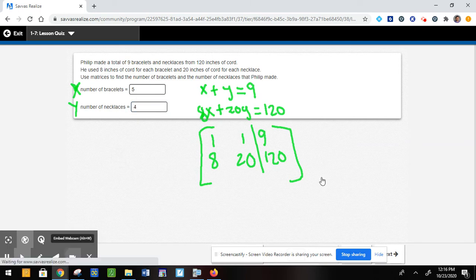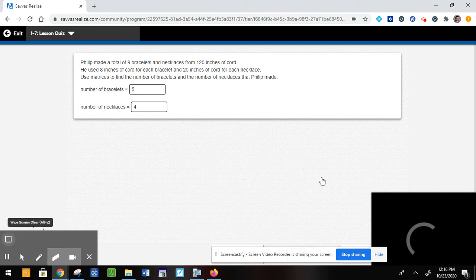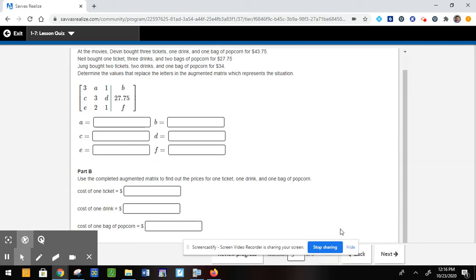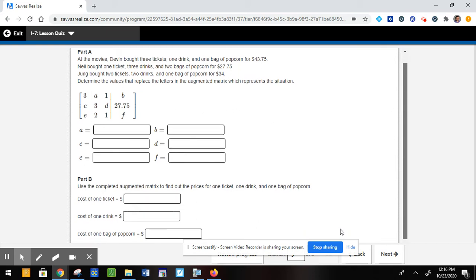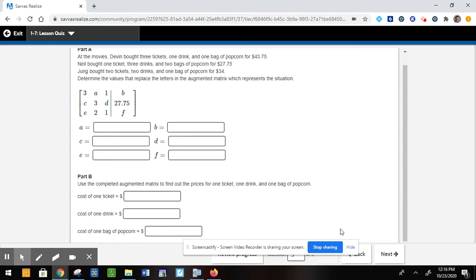All right, and for the last one, it gives you all the information. It has part of the augmented matrix set up, but not all of it. It says Devin bought 3 tickets. That's that 3 there. 1 drink. So that's what A should be. So we're going to type 1 in for A. 1 bag of popcorn. So that's what that 1 represents there. And then 43.75 was the amount of money spent on all that. And that's what should go in for B. So we're going to type that in there.